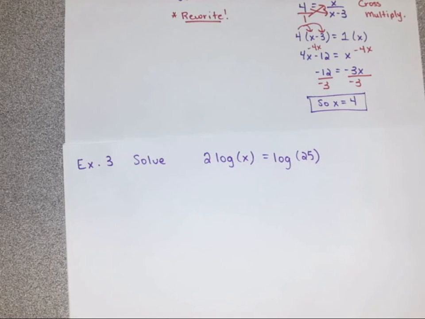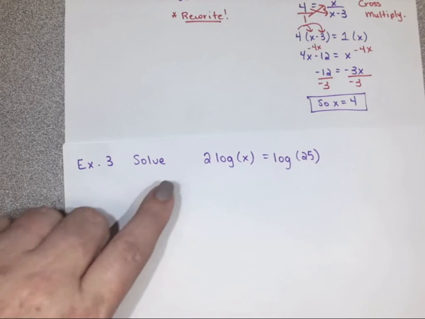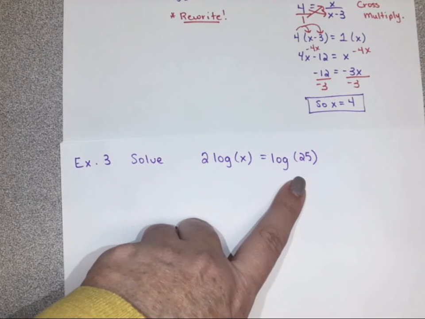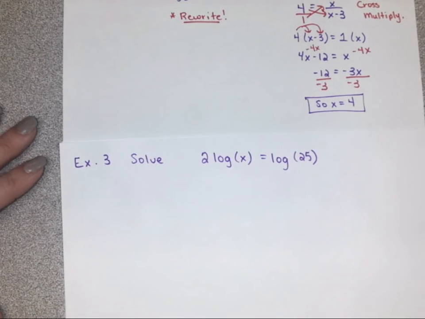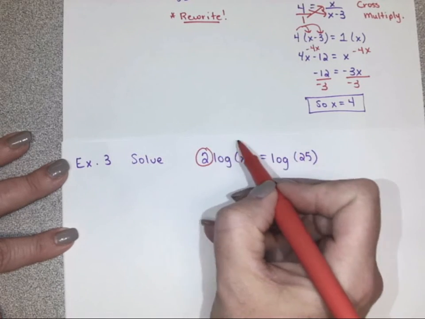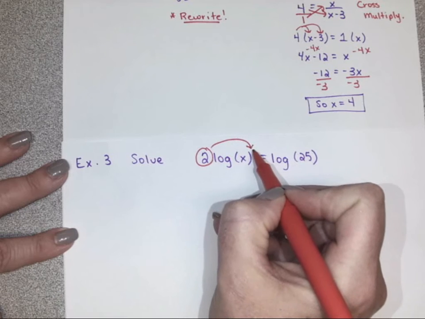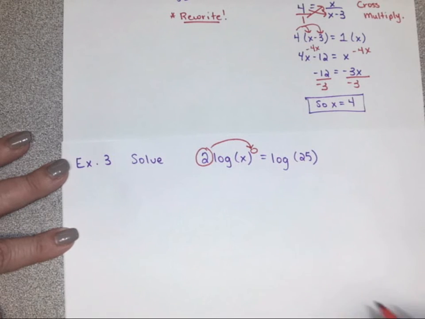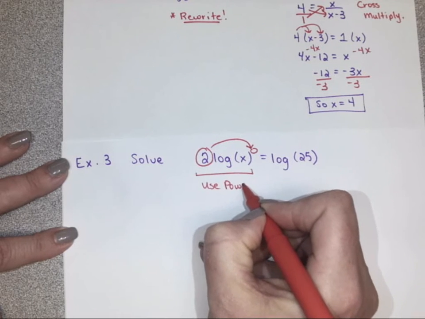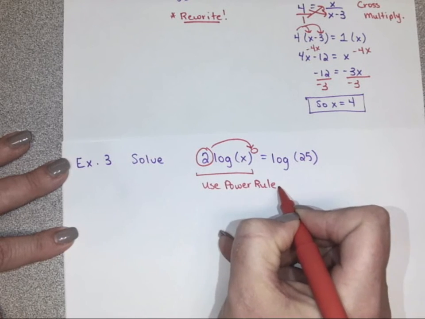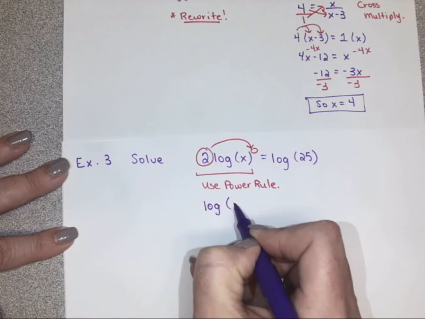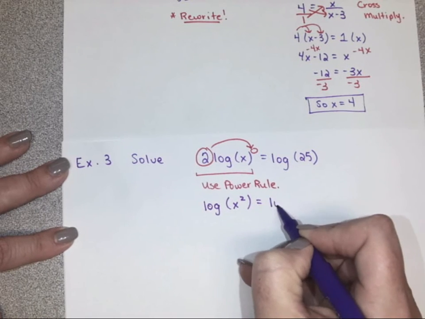Notice this one has logs on both sides, so you're not going to be able to divide by 2. I mean, you could, but then you're just going to get something ugly over here, and I don't really think that helps you, okay? So what we're going to do instead is notice that this 2 right here could move where? To the exponent spot right there, right? So I'm going to use power rule to rewrite this another way, because power rule says that you're allowed to move the exponent to the front, or if it's already in the front, you're also allowed to move it back to the exponent spot.